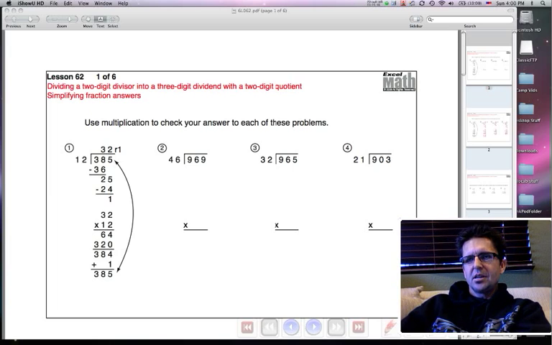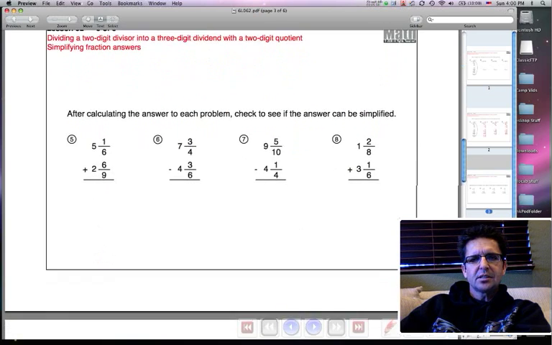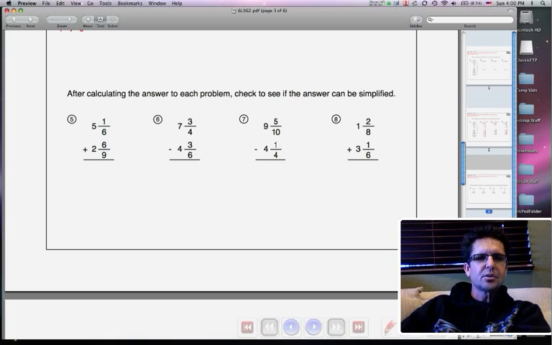All right, moving on. We're going to go down to the next concept that we're looking at today, which is simplifying answers when you're doing fraction addition or subtraction problems. From now on, you're going to reduce or simplify the answer that you get. So let's do a couple together here, and then you'll try some on your own.